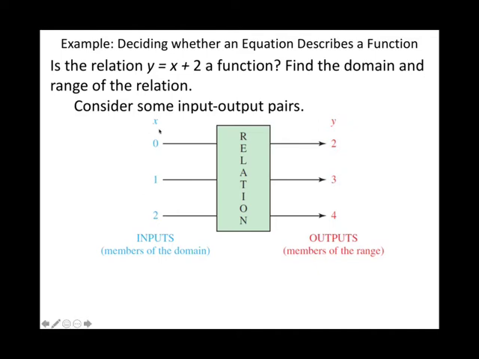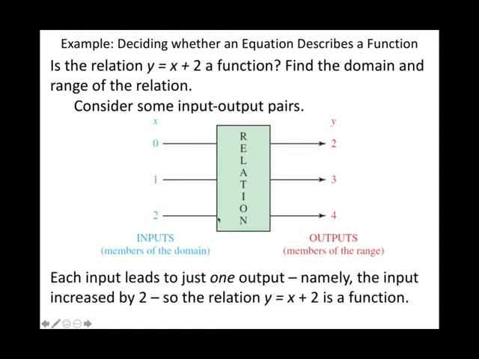For example, if I have the values of x, 0, 1, 2, when I plug 0 into this equation, I get 0 plus 2, so y equal to 2. When x equal to 1, plug into the equation here, y will be 1 plus 2, which is going to be equal to 3. Last one. X equal to 2, plug it in, you're going to get y equal to 4. So you can see each input leads to just one output. And as the inputs increase by 1, the outputs increase too, so the relation y equal to x plus 2 is a function.